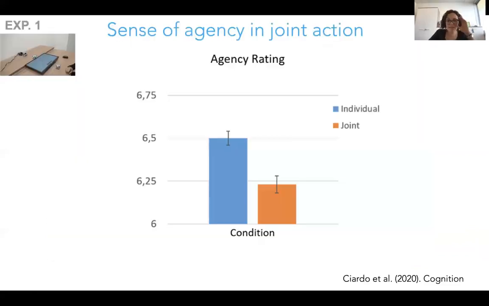Now what we see in this task is that in the joint condition, people's subjective report of sense of agency was decreased as compared to individual. And this is a pattern that has also been observed in human-human interaction, but has not been observed in human-computer interaction. So our Cosmo actually is closer to a human in this kind of task than a computer is.